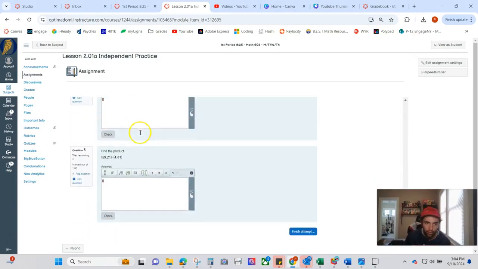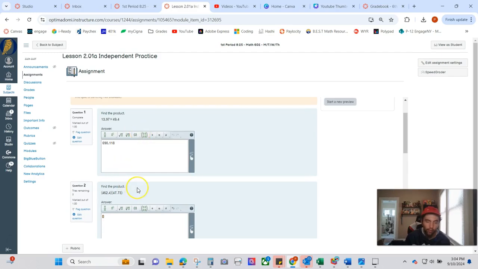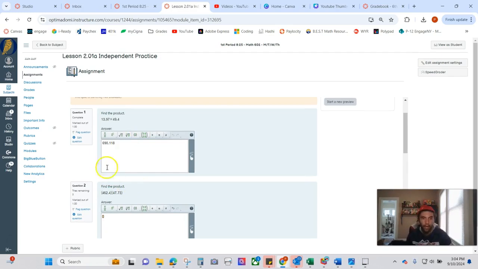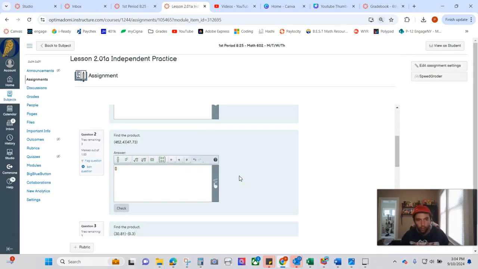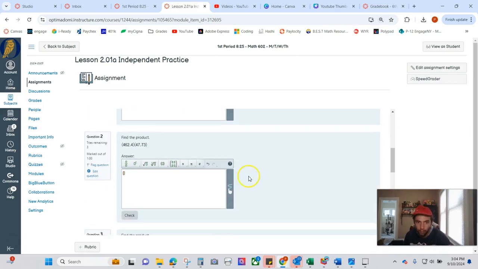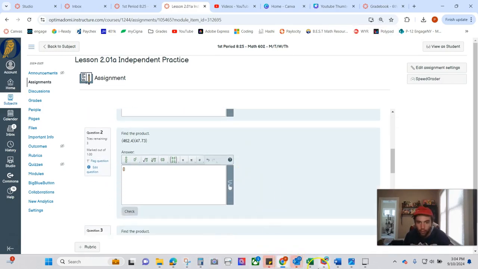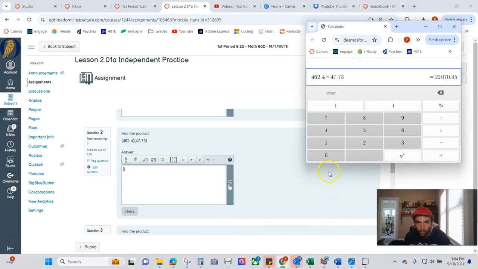For the rest of these questions, I am not going to show the standard algorithm. If you want the step-by-step how-to for the standard algorithm, watch question 1. For the rest of these questions, we will use the calculator only. In the state of Florida, 6th graders are allowed to use the calculator on every question. Specifically, this calculator that is linked on your Canvas page. So let's type in this question.